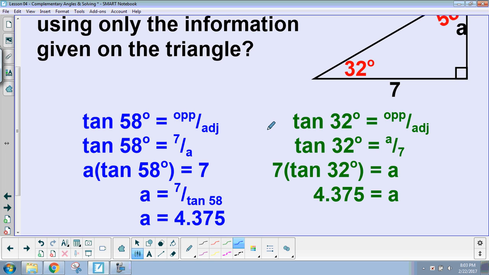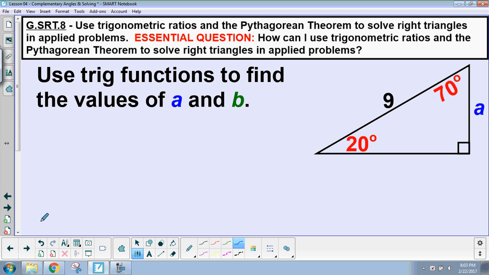Use trig functions to find the values of A and B. So go ahead and pause the video and give it a shot. Alright. So, if I'm looking for A, we'll do that one first. There's 2 routes we can go. We can either pick the 20 or the 70. It does not matter. I'm just going to pick the 20 for right now.